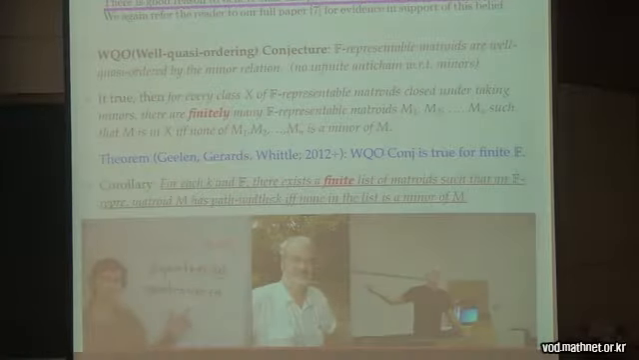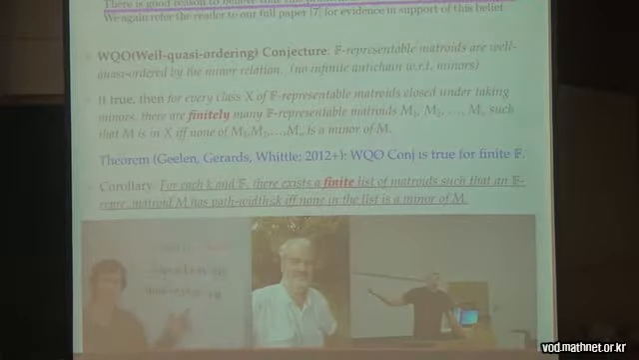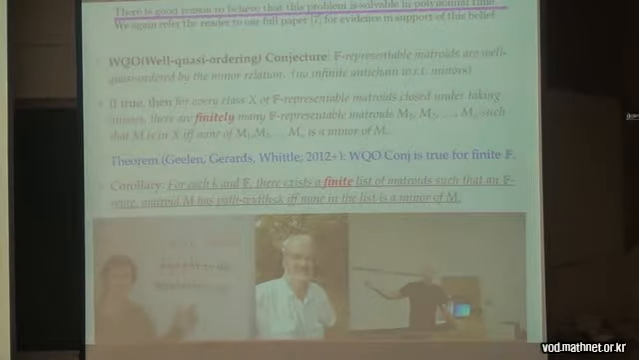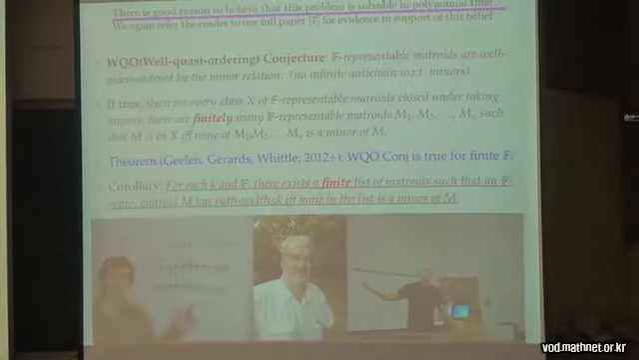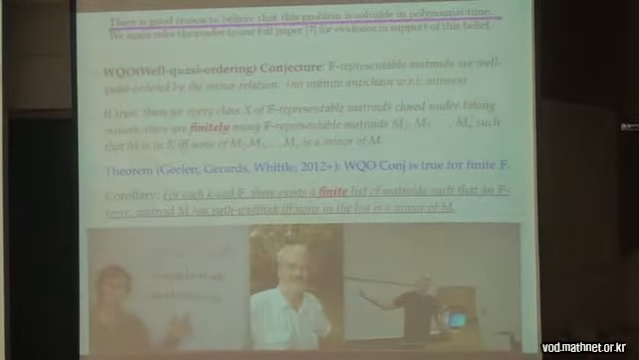And this is because of the progress in matroid theory. There is a big conjecture called the well-quasi-ordering conjecture, saying that for any finite field F, the set of F-representable matroids are well quasi-ordered by the minor relation. Which means that if you have infinitely many matroids representable over a fixed finite field, then one is a minor of another. Or you don't have an infinite anti-chain with respect to this minor relation.